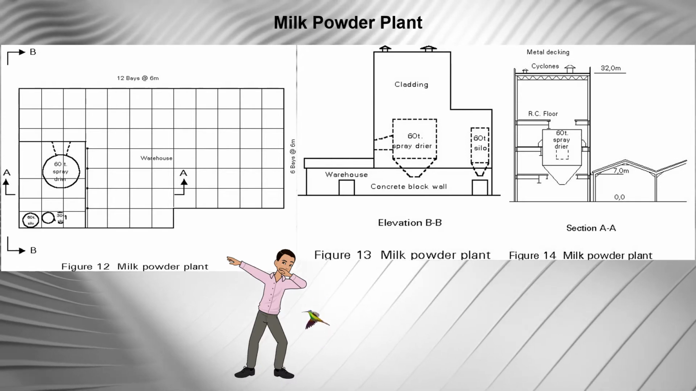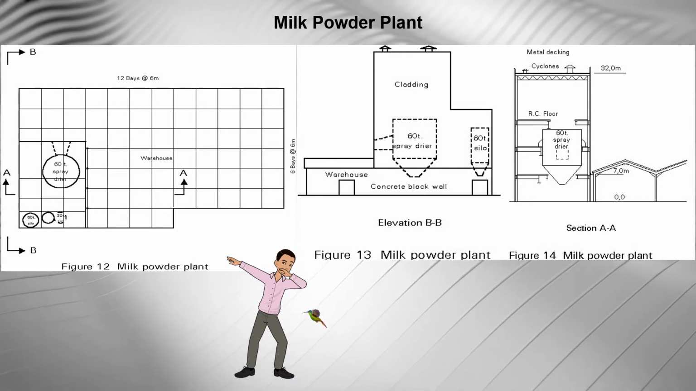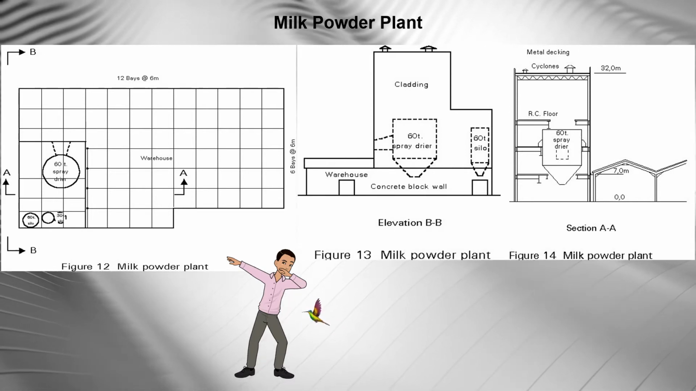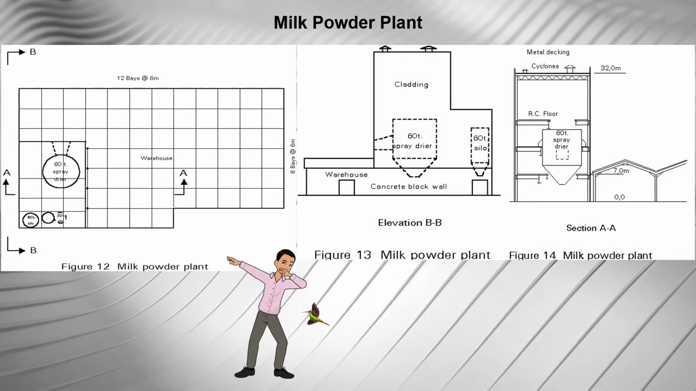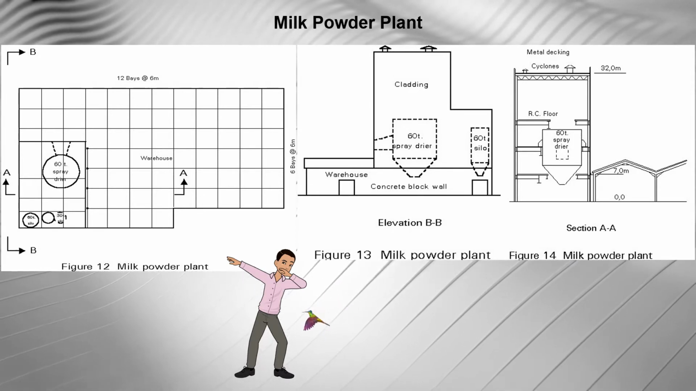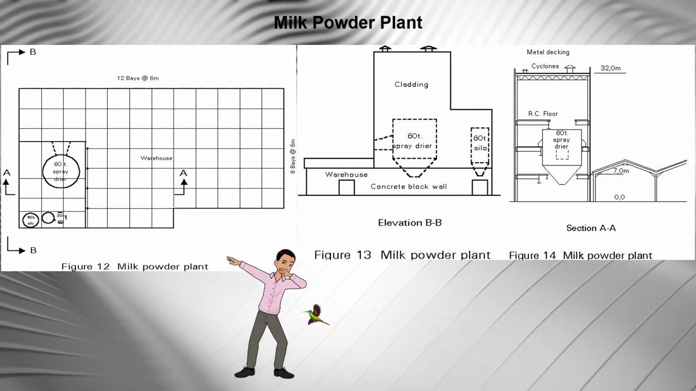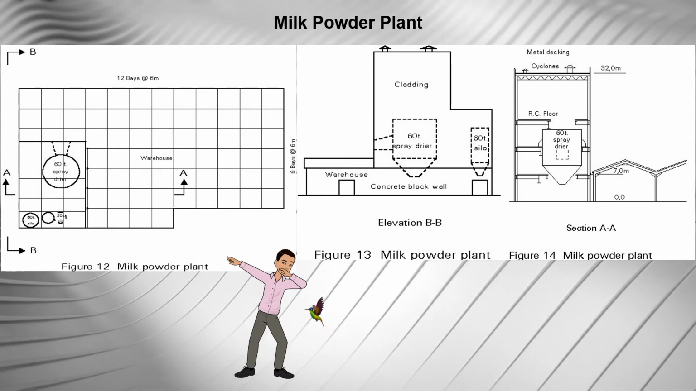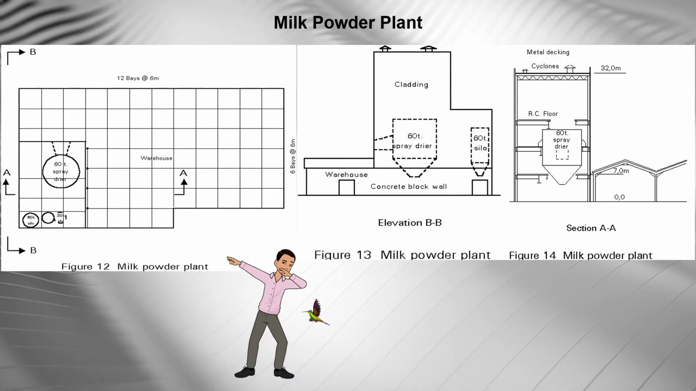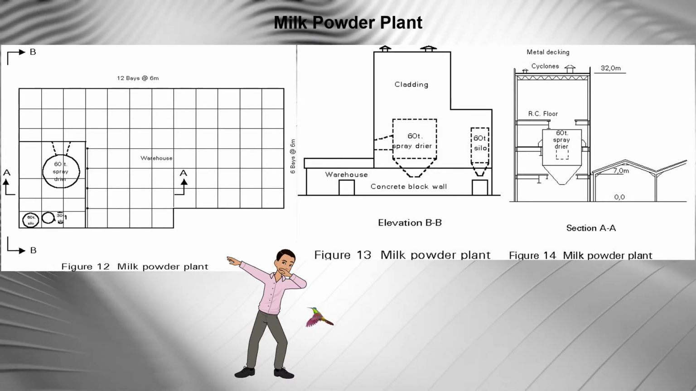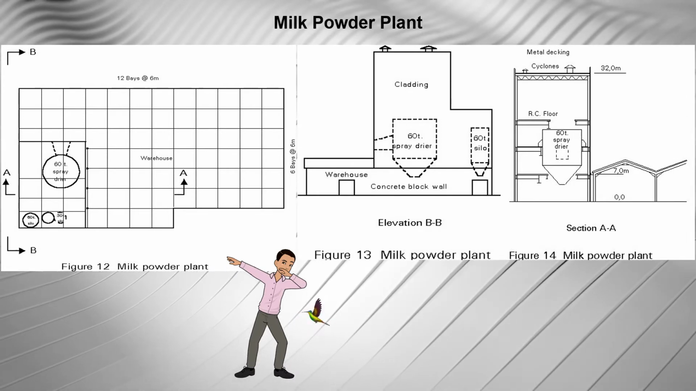Milk powder plant. A typical milk powder plant, as shown in figure 12, 13 and 14, consists of a spray dryer tower 18 meter by 17 meter by 32 meter high with an external boiler house, a silo and packing plant annex 16 meter by 18 meter, and a storage warehouse for packaged powder 54 meter by 54 meter with 7 meter clear height for forklift transport and stacking.